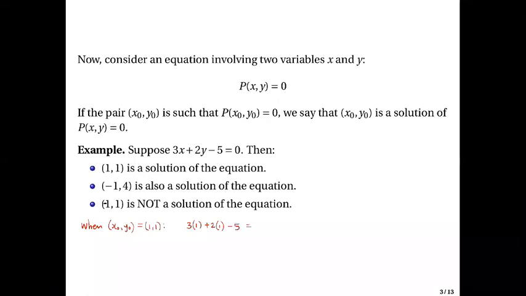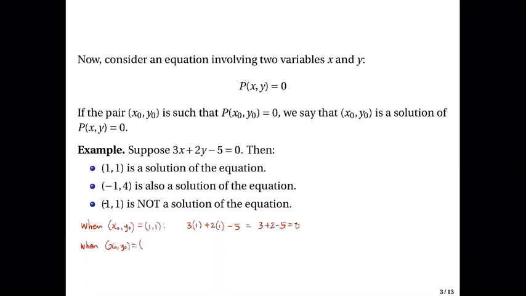Okay, but this one is 3 plus 2 minus 5. Indeed, this is equal to 0. So this pair here, 1, 1, is a solution of this equation. Now, when x sub 0, y sub 0, let us test the second pair here.